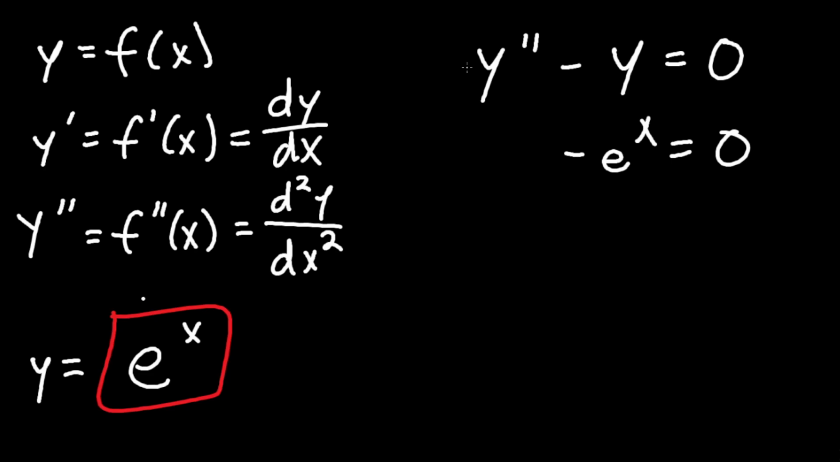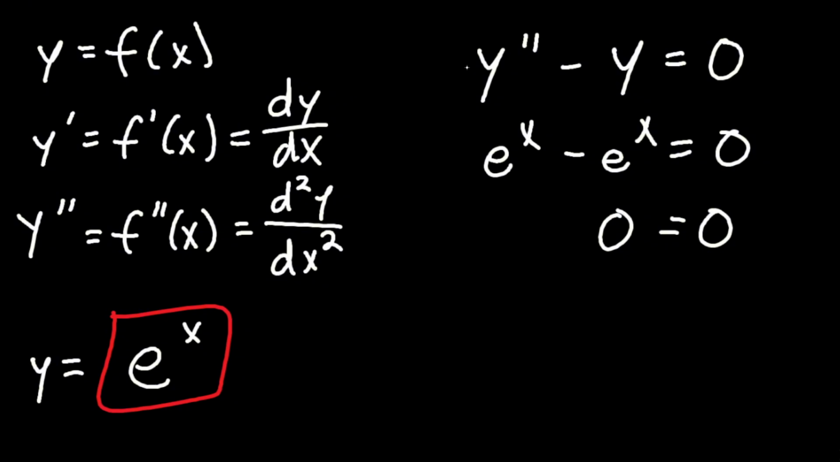So the derivative of e to the x is an identity, right? If you take y prime, it's still e to the x. And if you take y double prime, it is still e to the x, right? So y double prime is just e to the x. e to the x minus e to the x is 0. So this right here is a solution to this differential equation. So your solution is a function, e to the x.